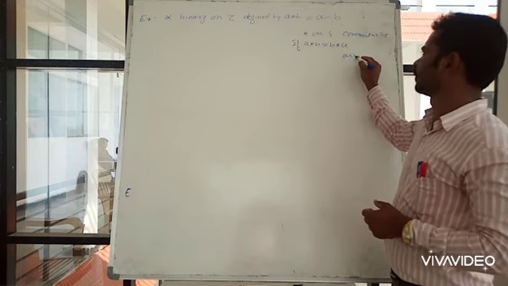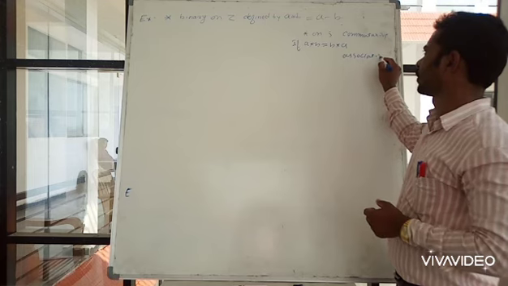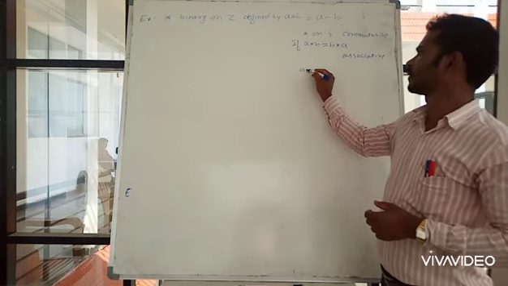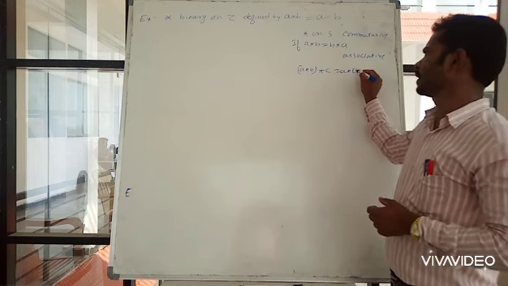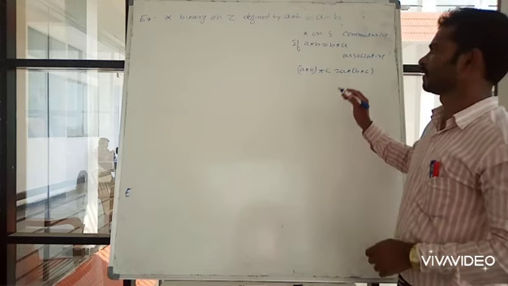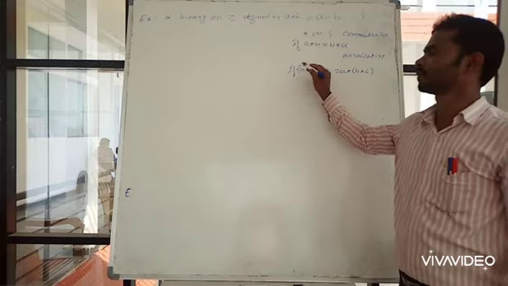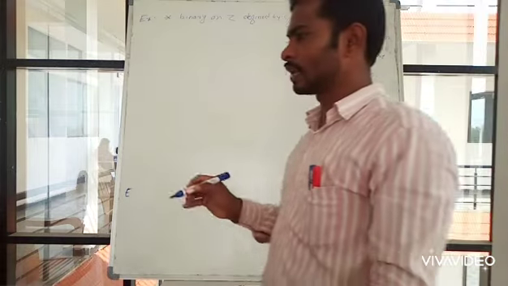For the associative law, here (A star B) star C must be equal to A star (B star C). This is for the associative. First one, let's go to the commutative.